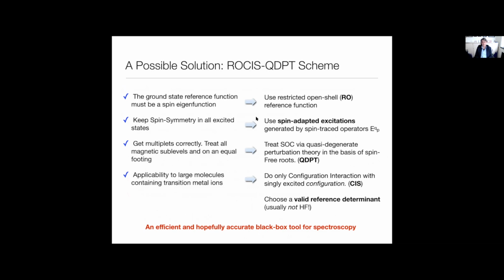Dimitris might tell you that meanwhile we have exciting new results that also let us treat antiferromagnetic systems, but at that point we couldn't do it. So as long as you have a restricted open shell reference function, you can only derive with it. So you keep the spin symmetry in all excited states. You get the multiplets correctly by letting them interact with spin orbit coupling through quasi-degenerate perturbation theory.